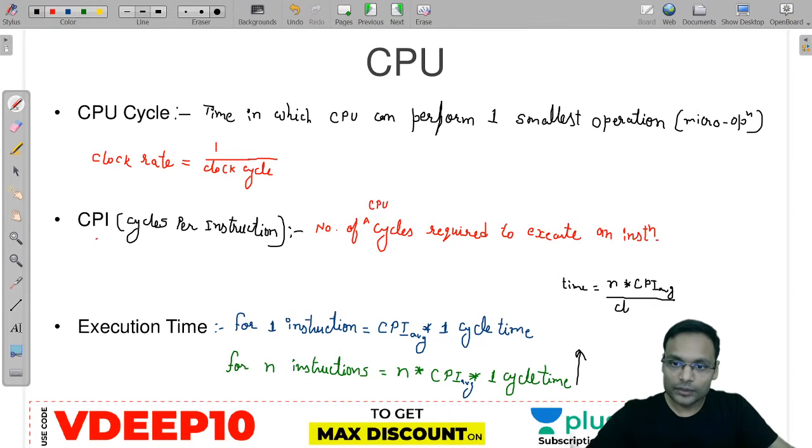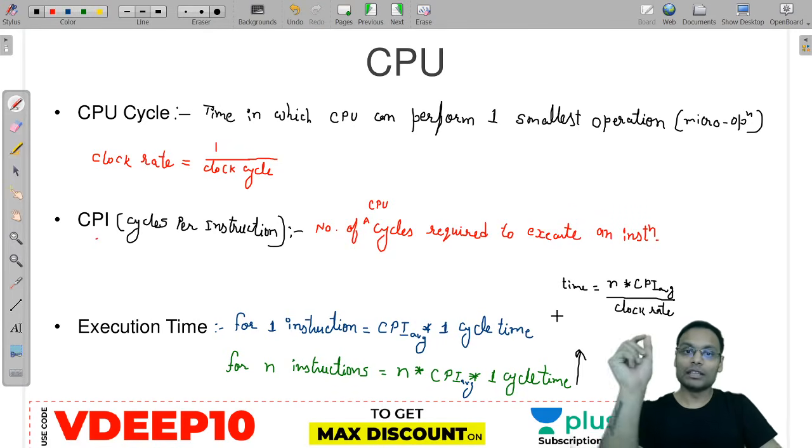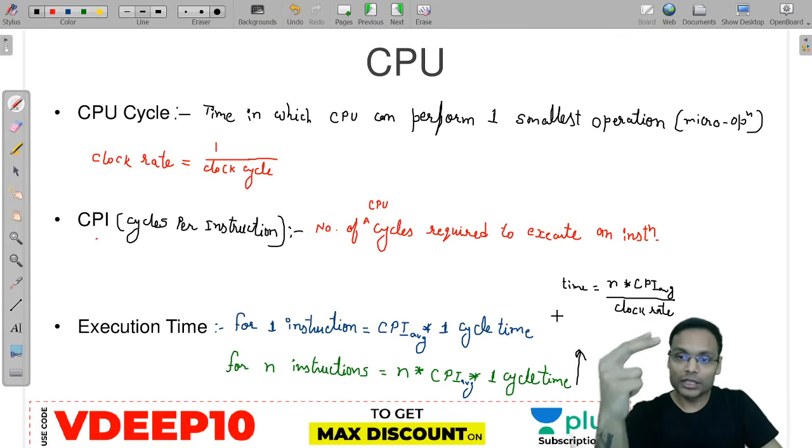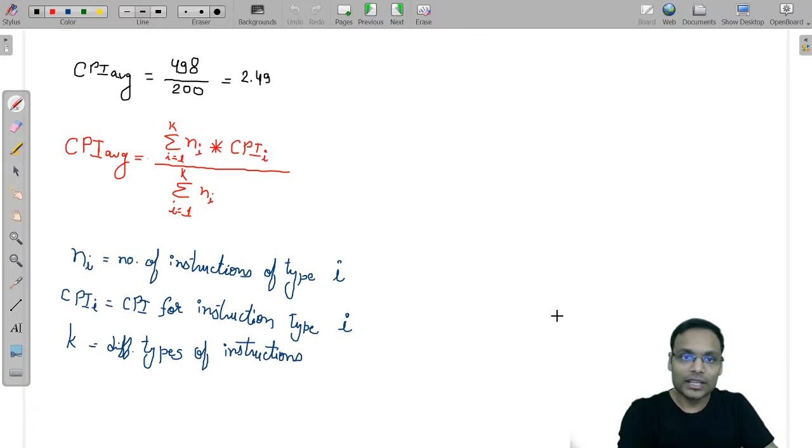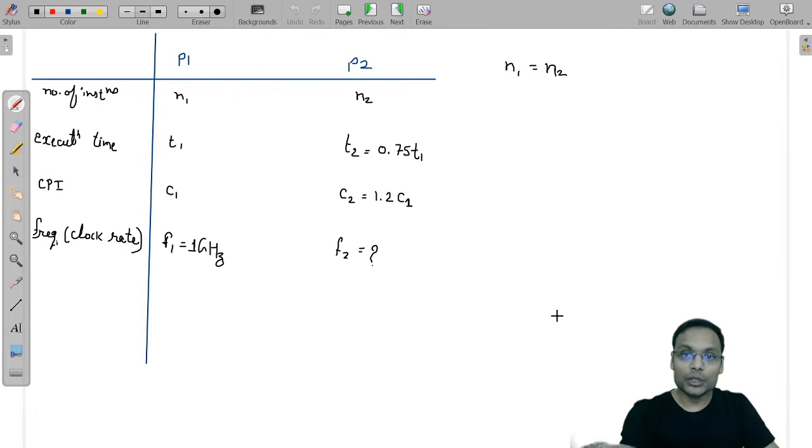Can you write this? Can you change this particular formula? This execution time for n number of instruction is equal to n number of instruction into CPI average divided by clock rate. Can you write this? Of course I can write this. If I can write this, this is the formula. This is the formula I am having relation with number of instructions, CPU execution time, CPI and clock rate. Let's use it.